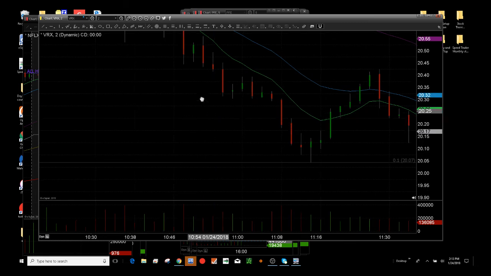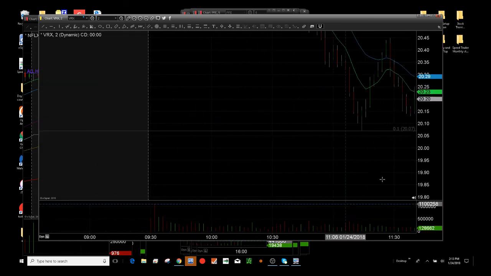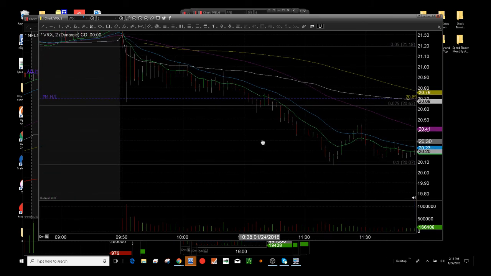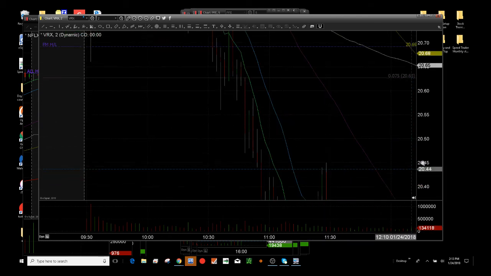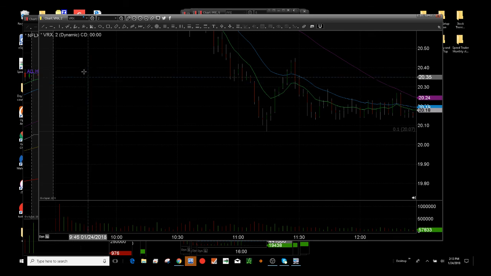Anybody? No? And if you look, the reason why I draw these percentages is I've noticed that they really react well to these percentages. So if you look at it, this thing bounces right off of 20.07, right? But isn't that right at the 10% line? You guys see that? Bounce right off that 10% down for the day.